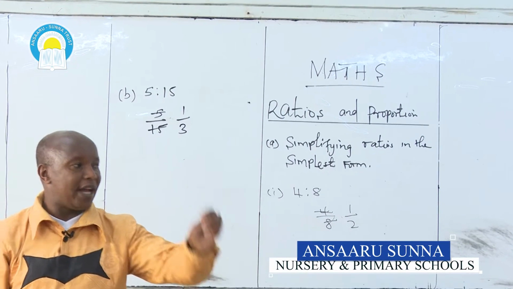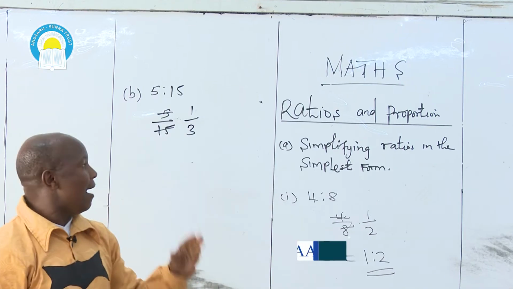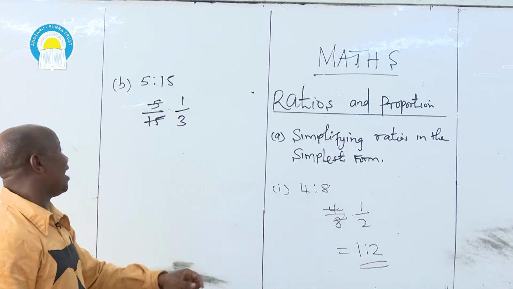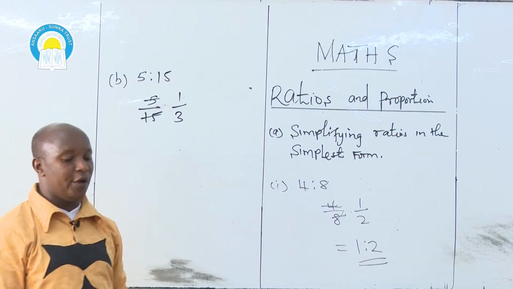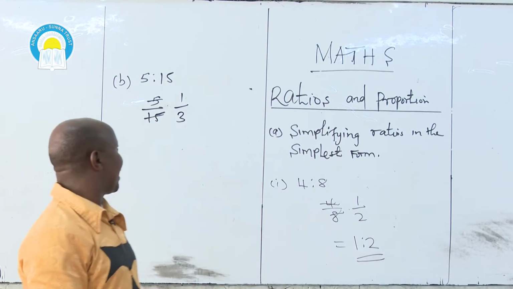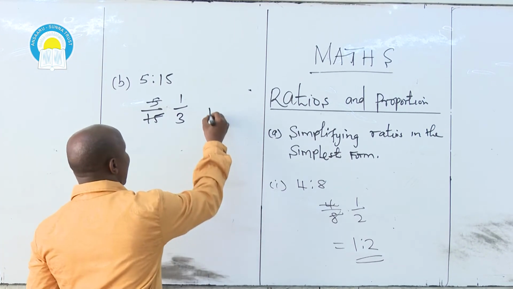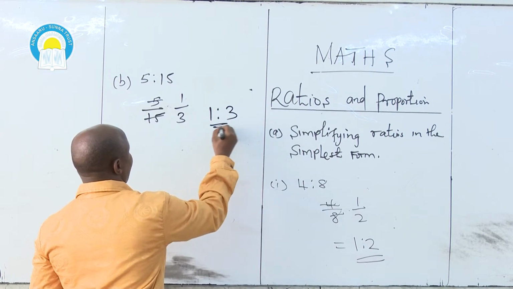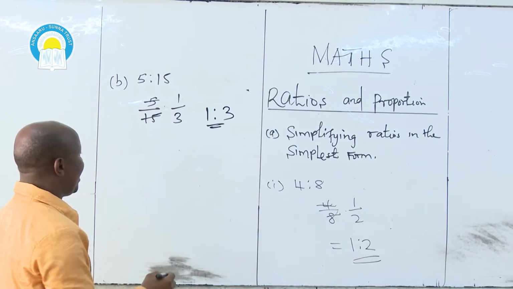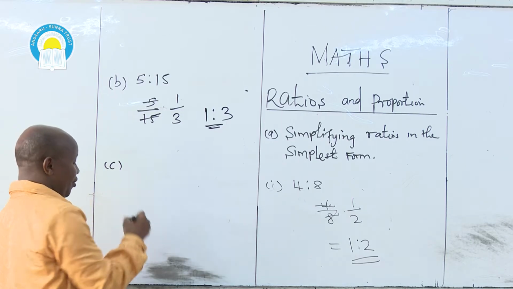Now, how do we write a third as a ratio? I've just said that you always start with the numerator, then followed with the denominator. So in my case here now, my answer is 1:3. That's another example.